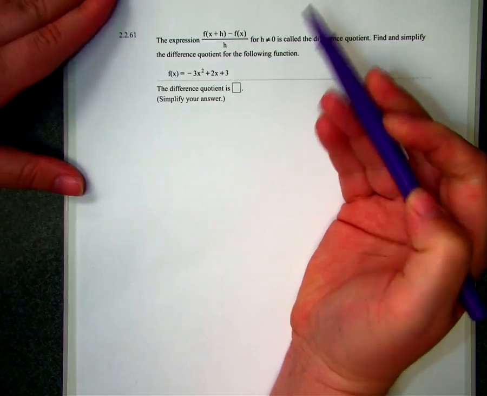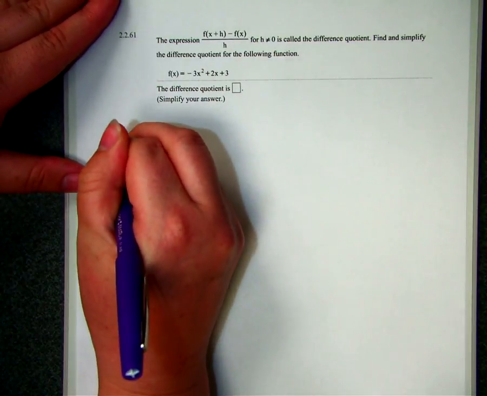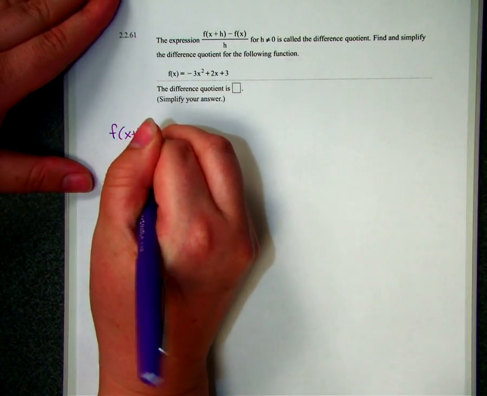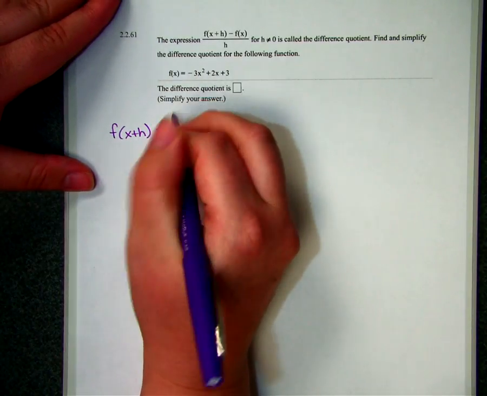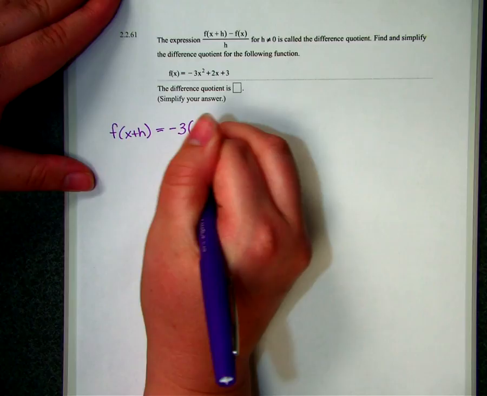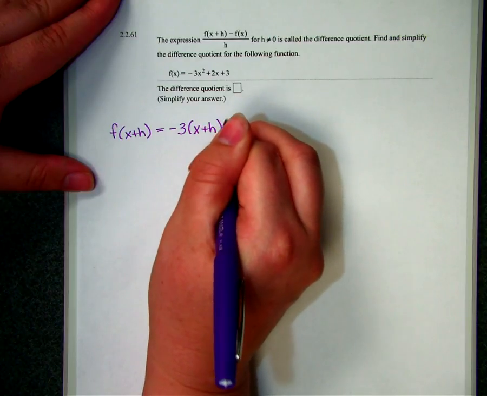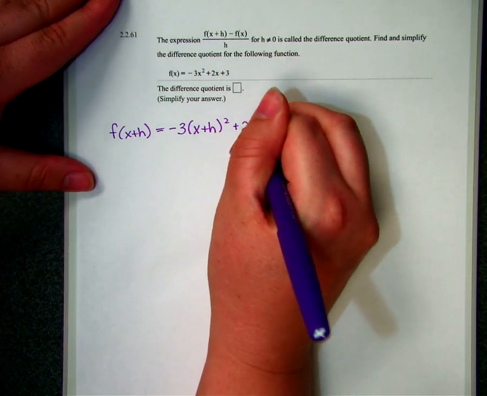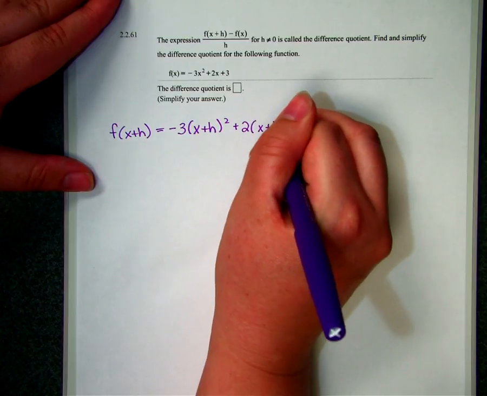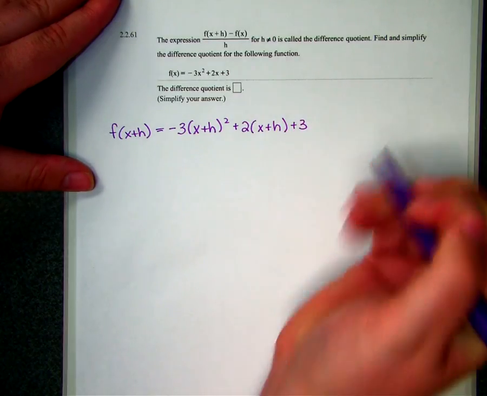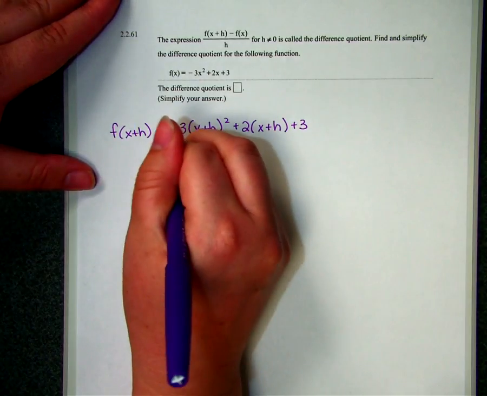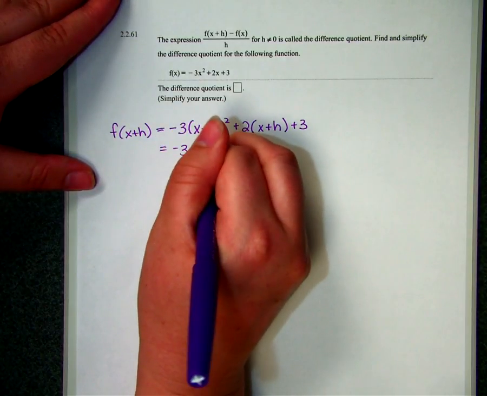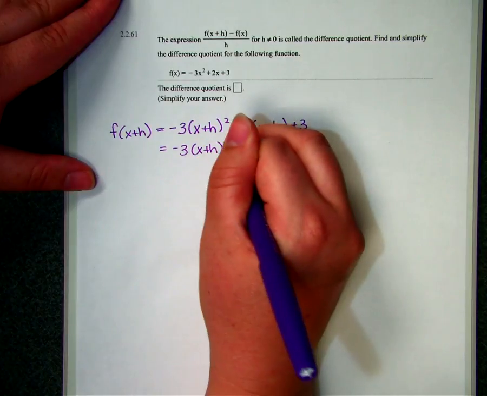But before we actually use the difference quotient, we have to find what the function f of x plus h is equal to. So that means take all of the x's that are in f and replace them with x plus h. Go ahead and distribute and find out what this polynomial is equal to.